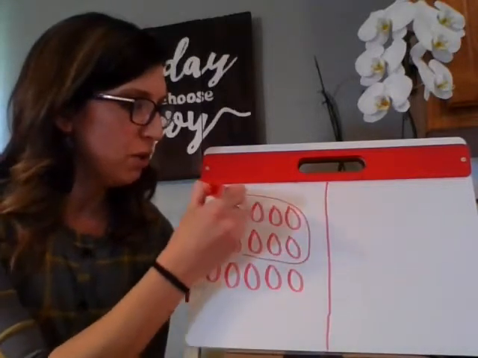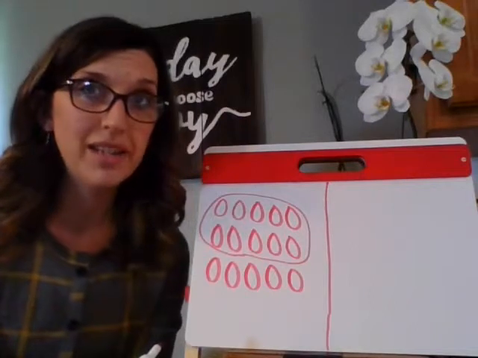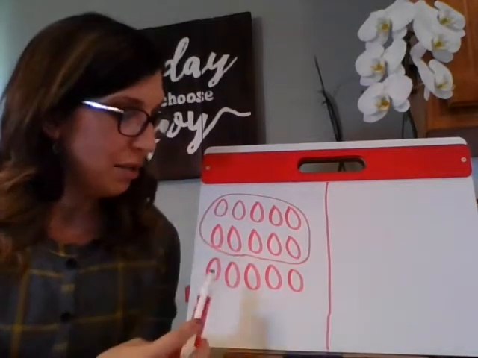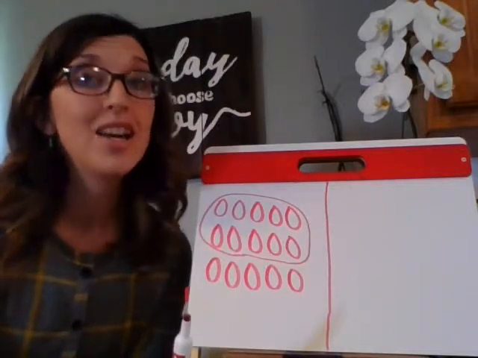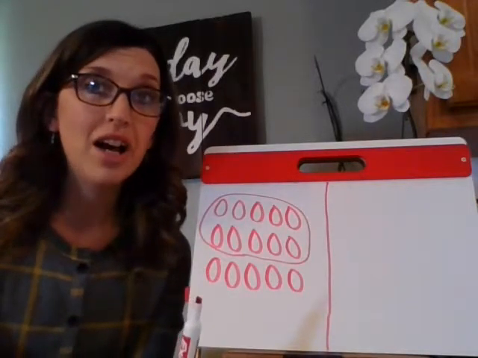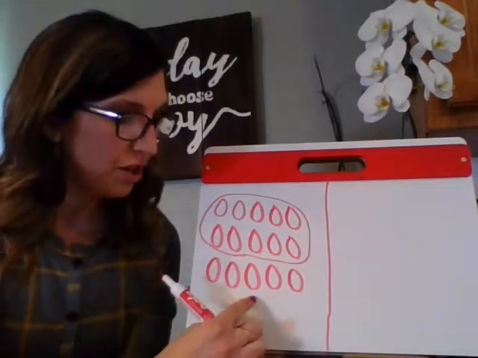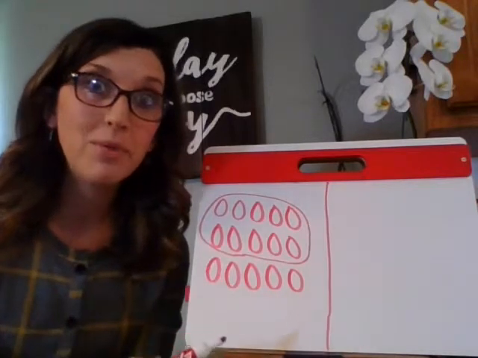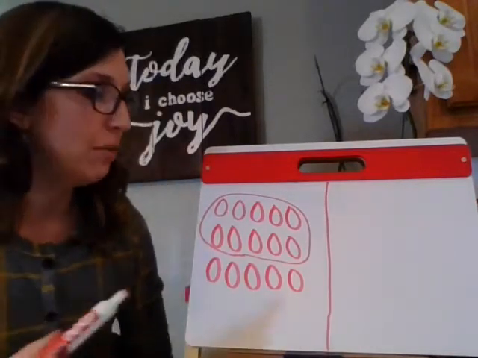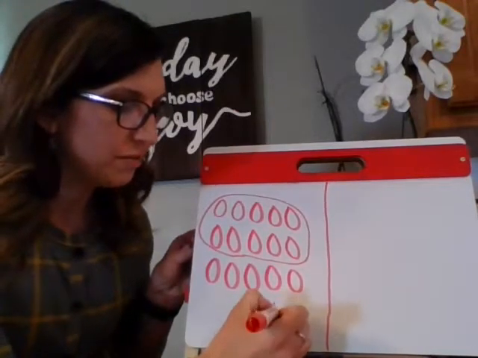So I'm going to circle my group of 10. And then I can do it two different ways. I can say 10 plus 5 more is 15. We worked on that a lot. Or you can use your counting on strategy. 10, 11, 12, 13, 14, 15. Now, when I'm writing my number, I have to be really careful with how I write my number because it needs to look like this.